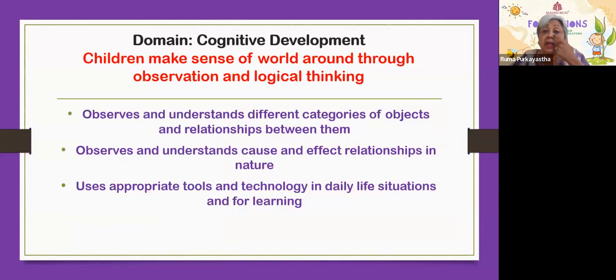Now for this, I have to understand that there are different categories of objects and relationships. There are different kinds of objects, there are different kinds of relationships. I have to understand that life, classroom, work, my studies, my content in the textbook is all about cause and effect. If I'm studying history today, it is because there has been a cause and effect in the past. Science is based on cause and effect. Everything in life is based on cause and effect. And how to use appropriate tools and technology in daily life situations.